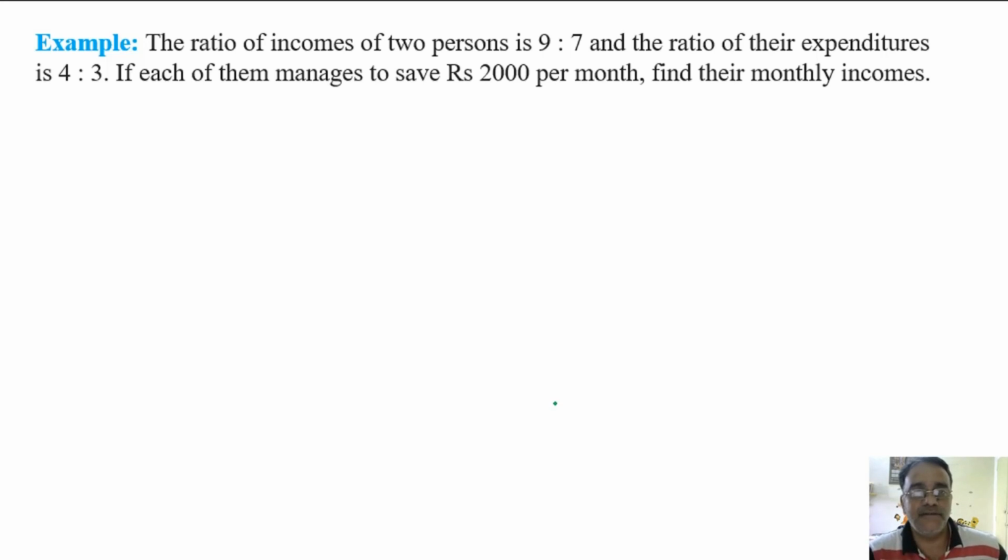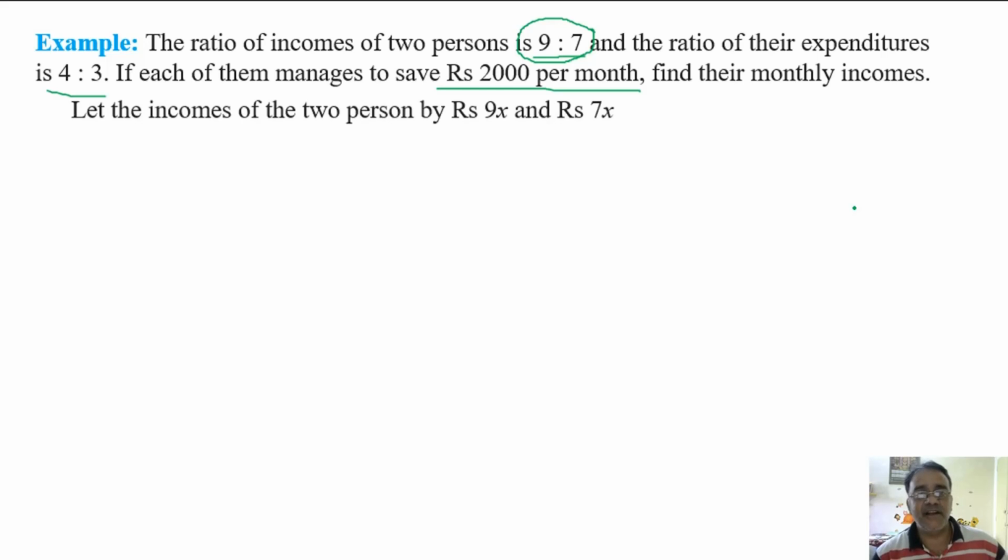That is, the ratio of incomes of two persons is 9:7, and the ratio of their expenditure is 4:3. If each of them manages to save rupees 2000 per month, find their monthly incomes. So how are you calculating savings? जितना इनकम मिल रहा है उसमें से एक्सपेंडिचर को माइनस करोगे, so you will get saving. Okay, so इनकम का रेशियो दिया हुआ है 9:7. So let the incomes of two persons be 9x and 7x.